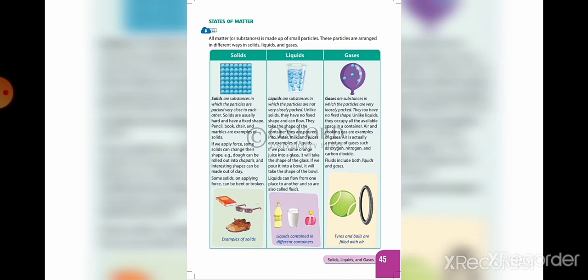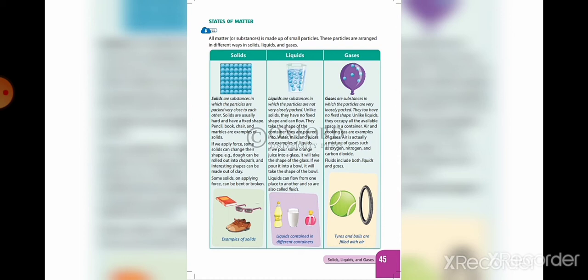If we pour some orange juice into a glass, it will take the shape of the glass. Right, children? If we pour it into a bowl, it will take the shape of the bowl. Liquids can flow from one place to another and so are called fluids.